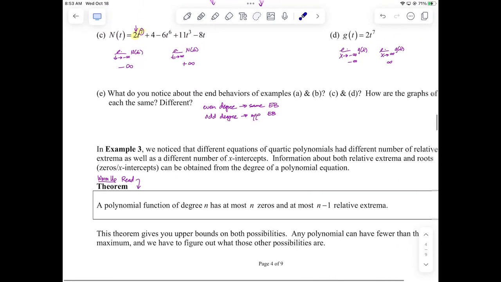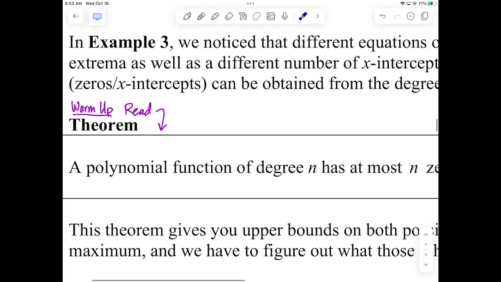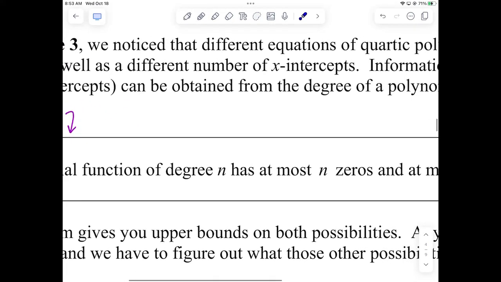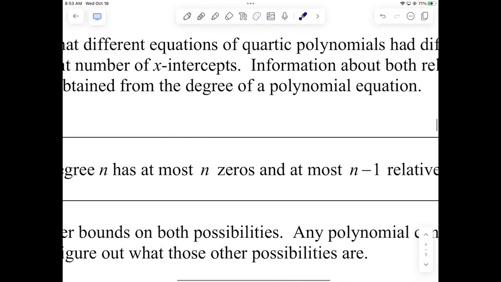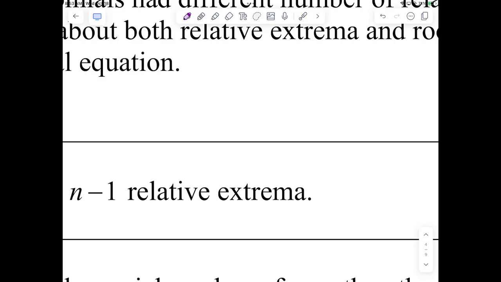All right, so we're at our first theorem of chapter 3, which is full of very important theorems. This one doesn't have a name; it's just called the theorem. But here's what it says: a polynomial function of degree n can have at most n zeros and at most n minus one relative extrema. What's another name for relative extrema? Yeah, local max or mins.